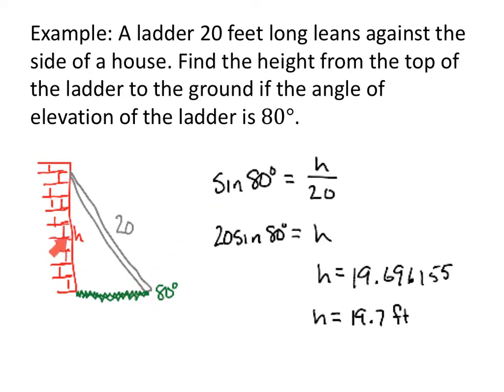I'm looking for height, that's opposite. I'm given the hypotenuse, that's 20. So opposite and hypotenuse in reference to my 80 degrees. That's the sine of 80 degrees is h over 20. Multiply both sides by 20. 20 times the sine of 80 degrees is h, so it reaches about 19.7 feet up the side of the house. A 20-foot ladder, this angle is misleading. You're almost straight up. Just be safe.